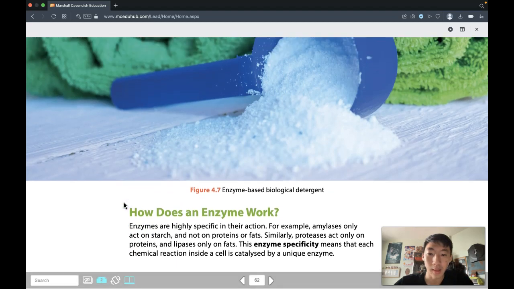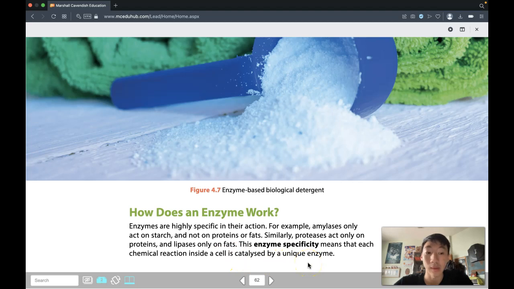So enzymes are very highly specific in their action. For example, amylase only acts on starch and not on proteins or fats. Similarly, proteases act only on proteins and lipase only on fats, also known as lipids. This enzyme specificity means that each chemical reaction inside a cell is catalyzed by a unique enzyme.